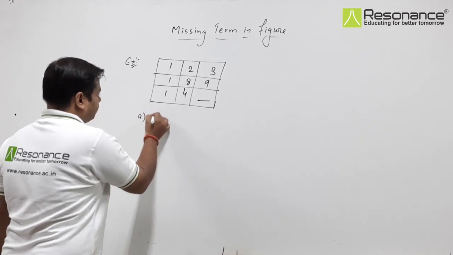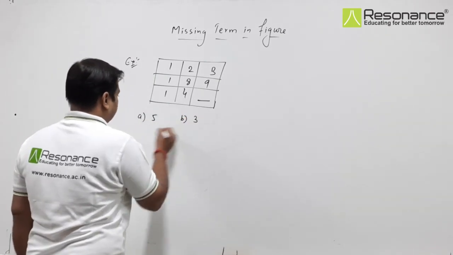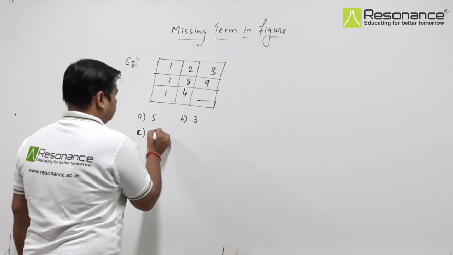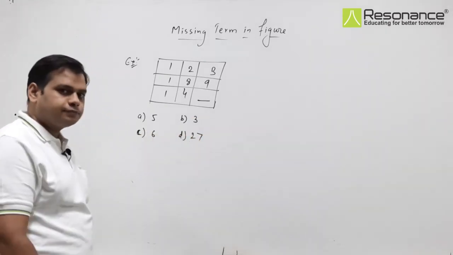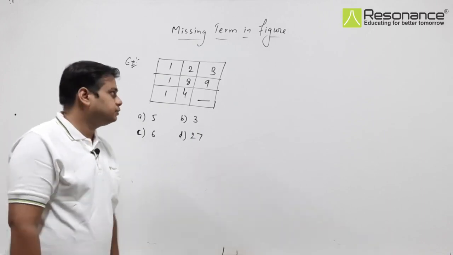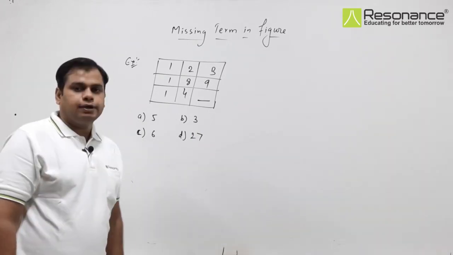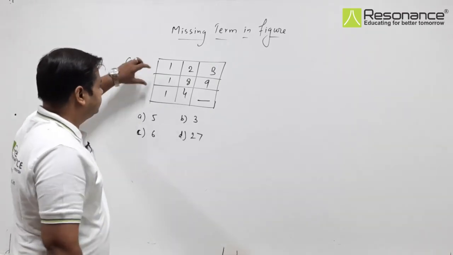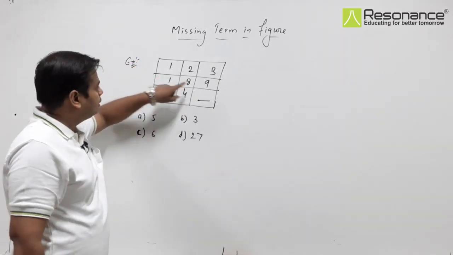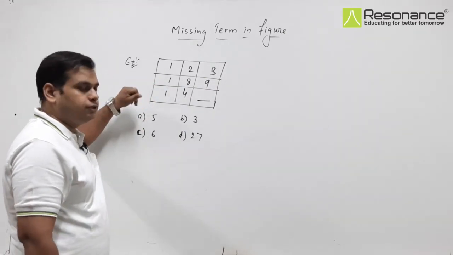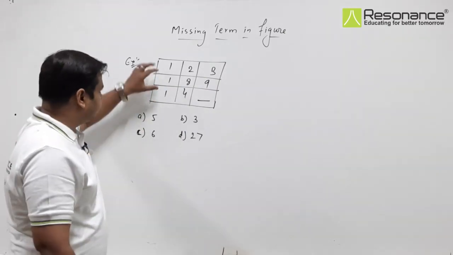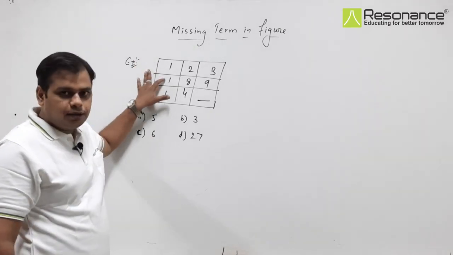The options are 5, 3, 6, 27. These are the options. Now we have to see how we can apply the logic. You can see the middle row number is larger than the numbers in the first and third. So we have to see whether we can relate the middle number to the first and third.